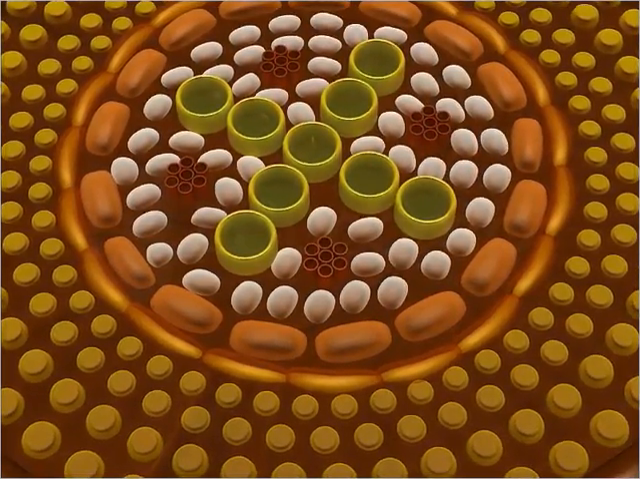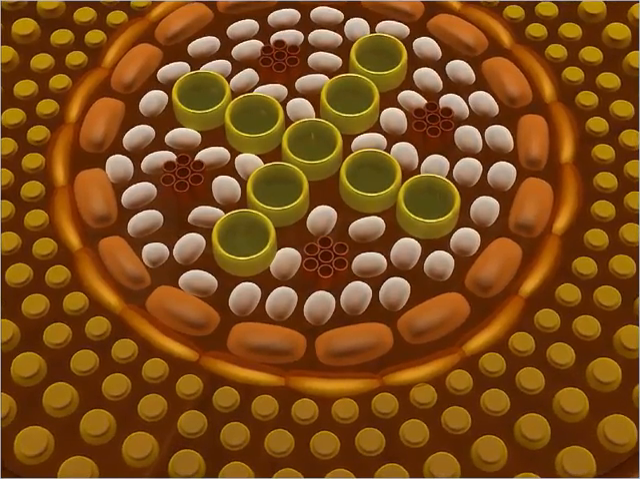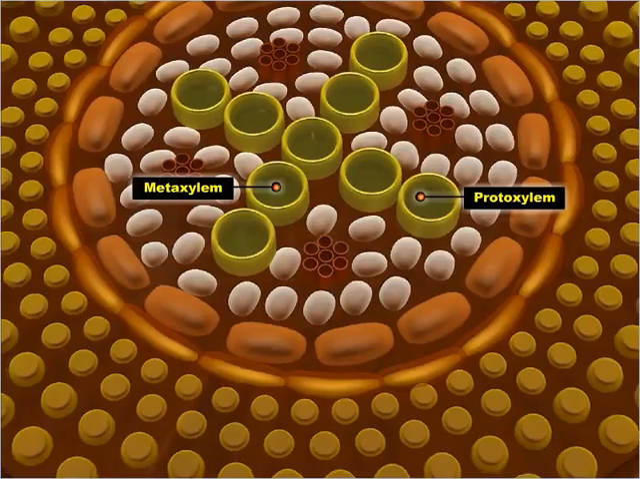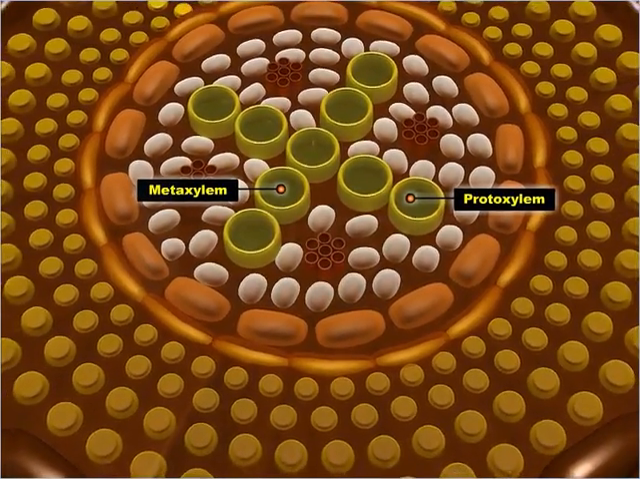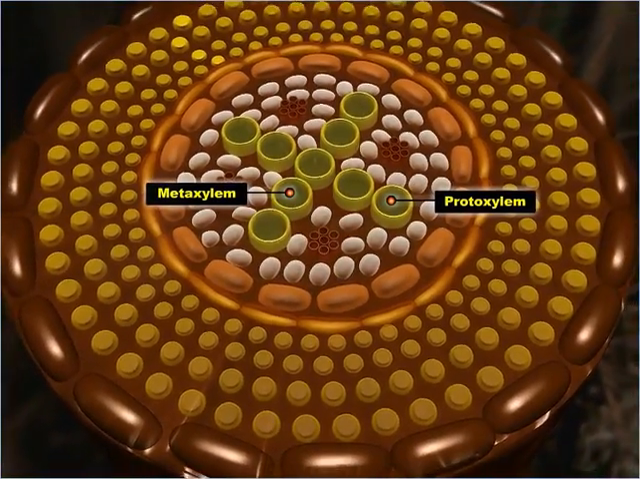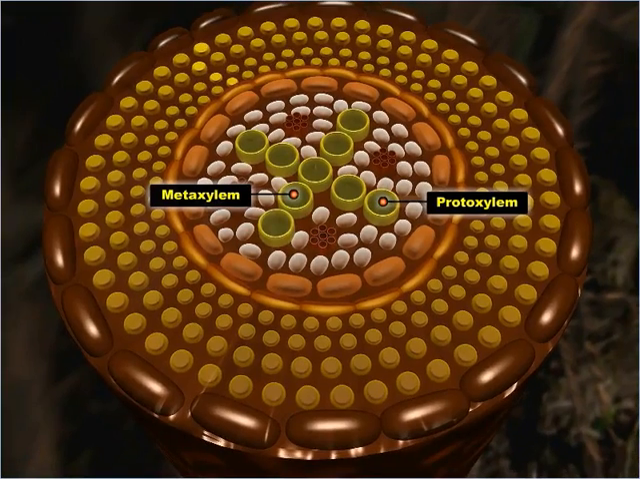The xylem in roots is exarch. This implies that the protoxylem lies towards the periphery, whereas the metaxylem lies towards the center. Note that the protoxylem is the early formed xylem, whereas the metaxylem forms later.